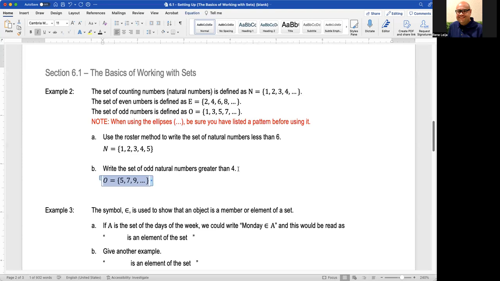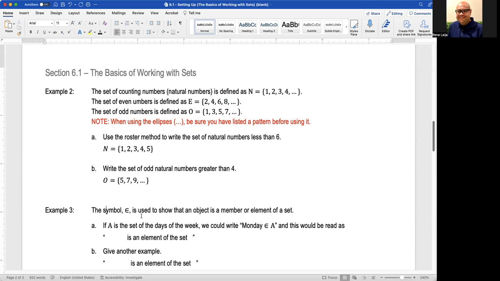They wanted me to stay within the confines of natural numbers. Okay. All right. Now the next thing that we're going to see is in example 3, we're going to use the symbol for element, and it's a curved E. So this symbol is used to show that an object is a member or an element of the set.